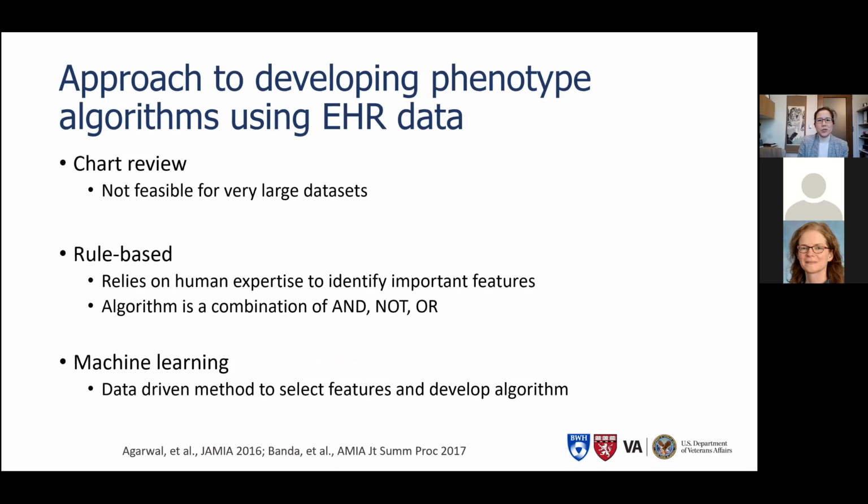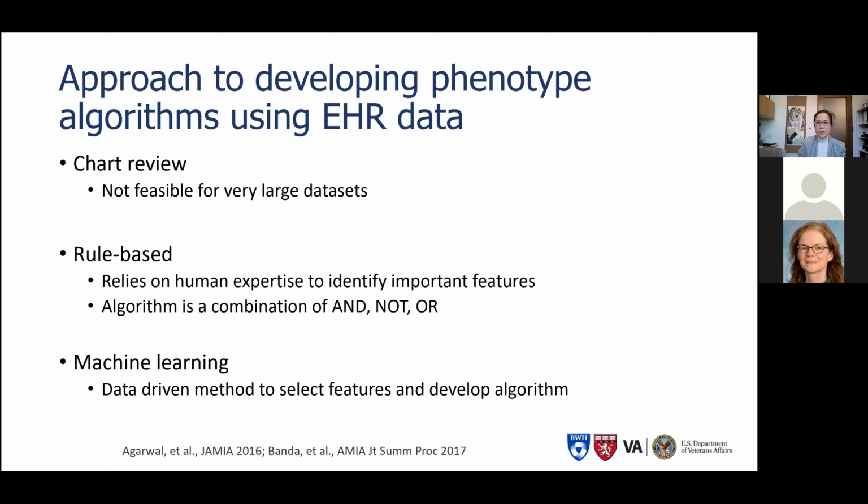And so there are many approaches for phenotyping, phenotype algorithms using EHR data. I'd say many of us probably started with chart reviews, but when you're looking at these EHR populations of millions of patients, chart review is just not feasible. They're then rules-based, and this is still very useful, particularly in claims data, but it does rely on human expertise to identify the important features. And these rule-based algorithms are usually a combination of ands, nots, and ors. So 2 ICD codes and a medication, or 2 ICD codes X times apart.